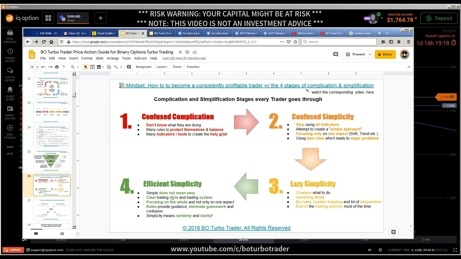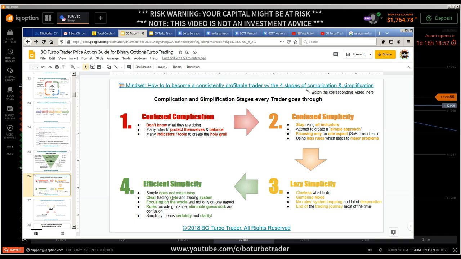If you are trading based on price action, then you stay on price action. You are clear about this, that this is exactly what you want to do, and then you do not change it, and only so you become a consistently profitable trader. Yes, I have traders in the BOTT mentorship program who are using some kind of indicators or whatever, they can do this.